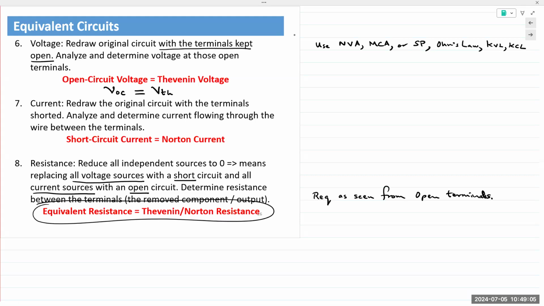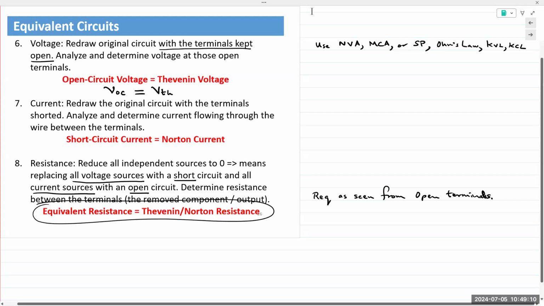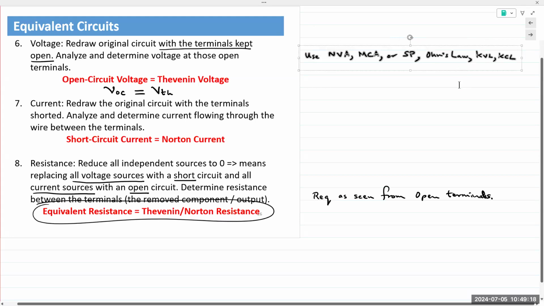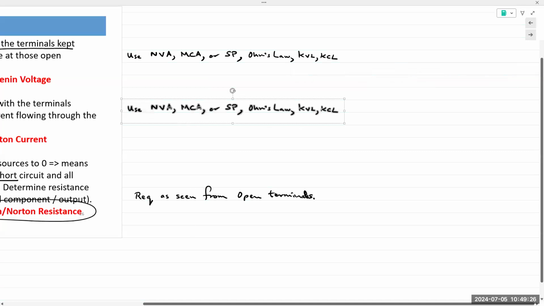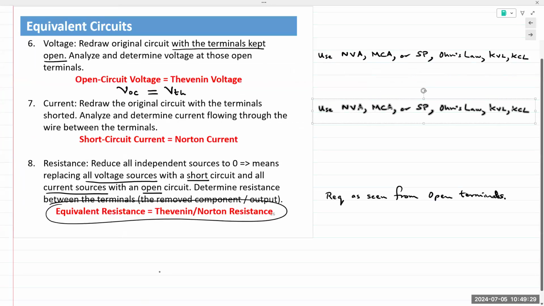And then for Norton current, all we do is take the open terminals and place a short circuit wire between those terminals, and the current flowing through those terminals will give us the Norton current. That short circuit current is known as ISC, and ISC gives us IN. Okay, VTH and IN.